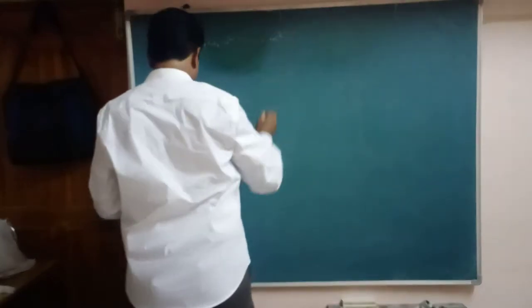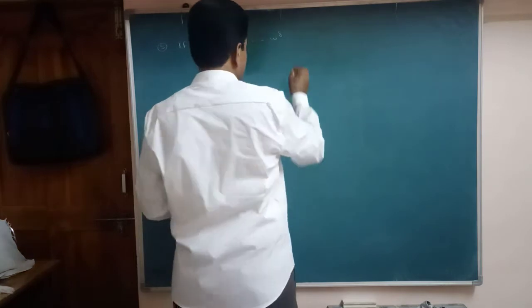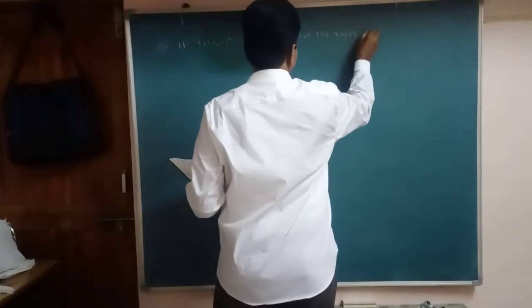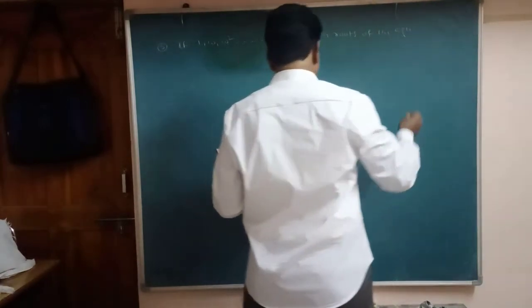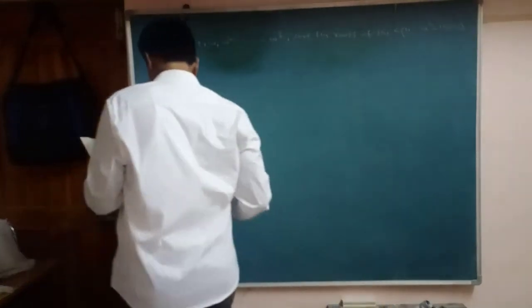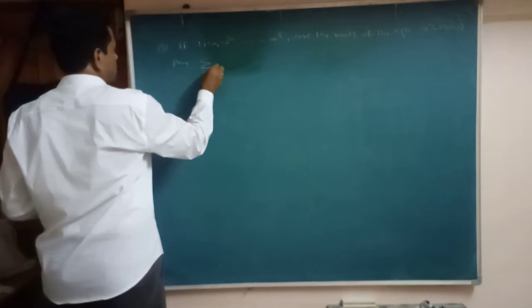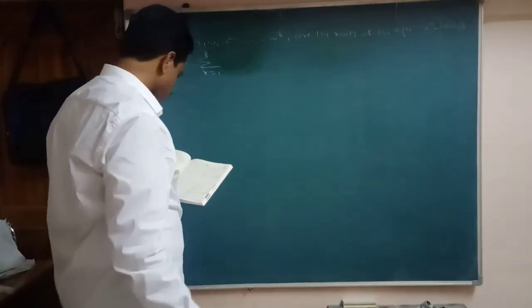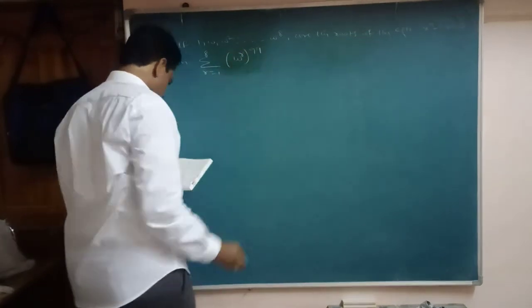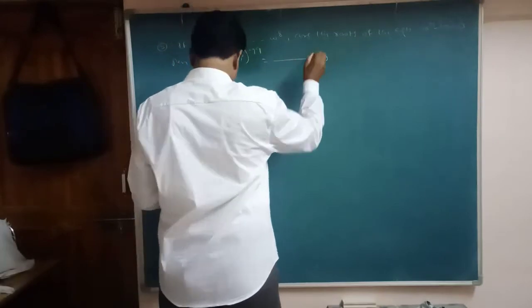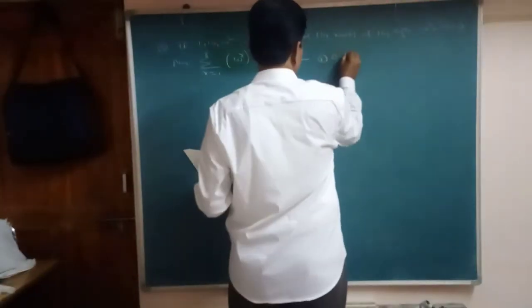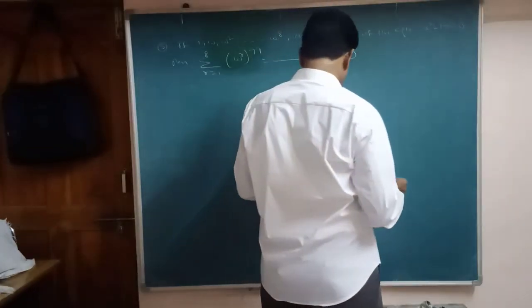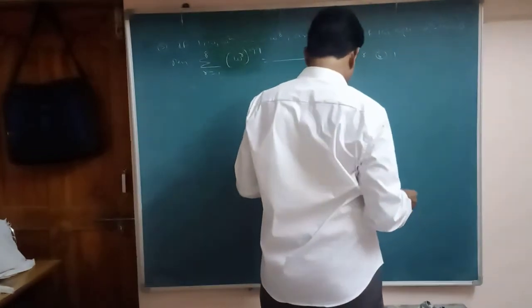Next, the fifth one. If 1, omega, omega square, and so on up to omega power 8 are the roots of the equation X power n minus 1 equal 0, then summation r equal 1 to 8 of omega power r whole power 99 is equal to: first option 0, second option 8, third option 1, fourth option omega.